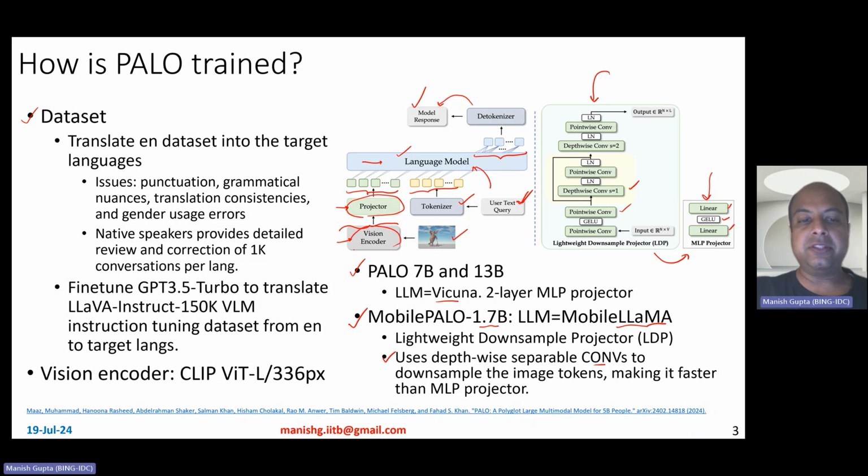The vision encoder that they use is basically the CLIP ViT large model with 336 by 336 pixel size. Right? So now let's talk about the dataset. So how do you train PALO?